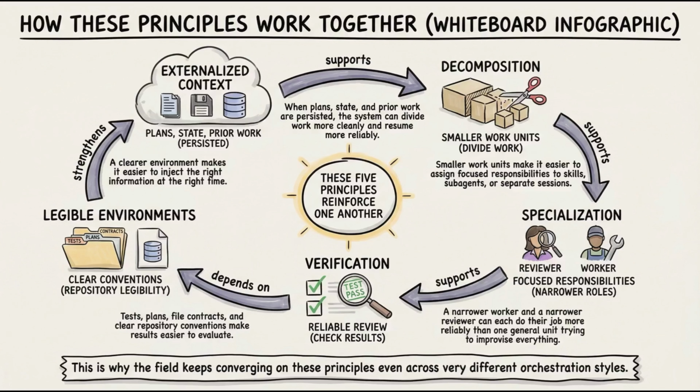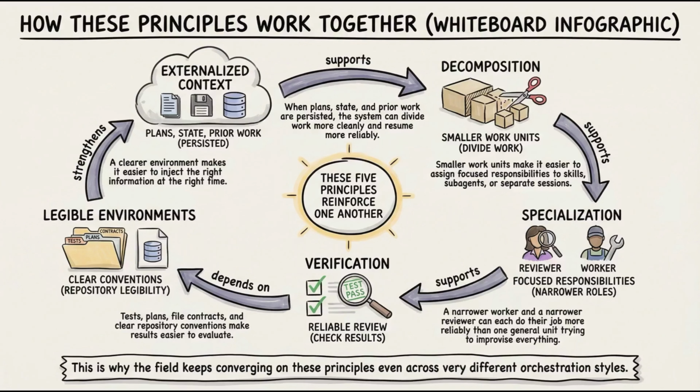Once you have decomposed a large task into smaller work units, specialization naturally follows. Having bite-sized tasks makes it incredibly easy to assign very focused responsibilities to specific skills, dedicated sub-agents, or separate work sessions. That specialization is exactly what makes verification so effective. When you pair a narrowly focused worker with a narrowly focused reviewer, each of them can do their specific job with remarkable reliability. This is far more effective than relying on a single general-purpose agent trying to improvise the entire process from start to finish. But to verify anything effectively, your verification process depends heavily on a legible environment. Things like automated tests, well-defined plans, clear file contracts, and consistent repository conventions are what actually make the agent's results easy to evaluate in the first place.